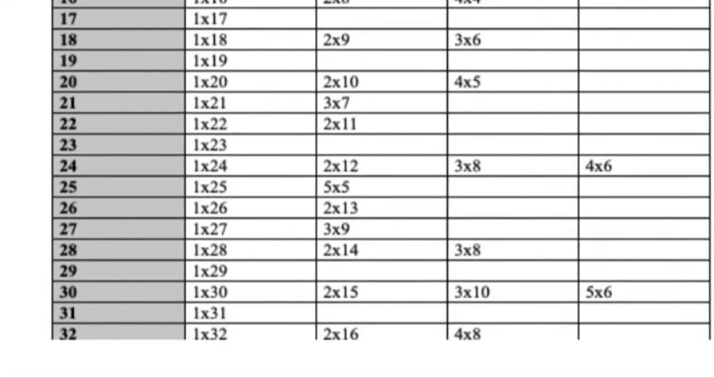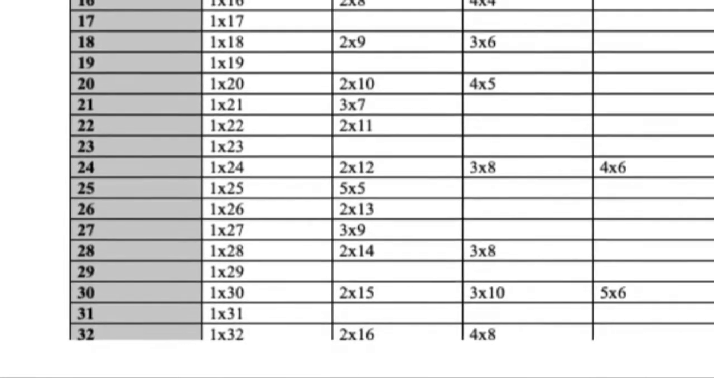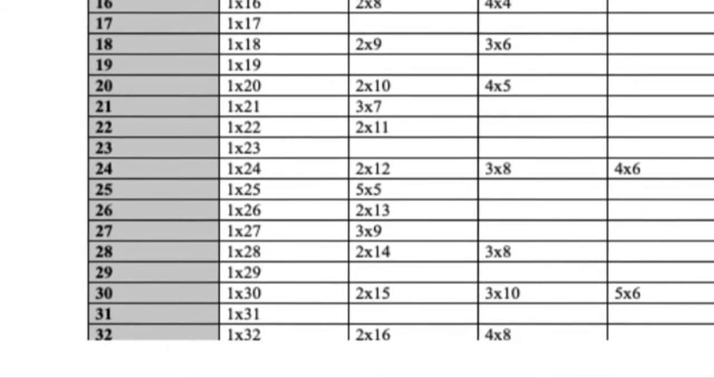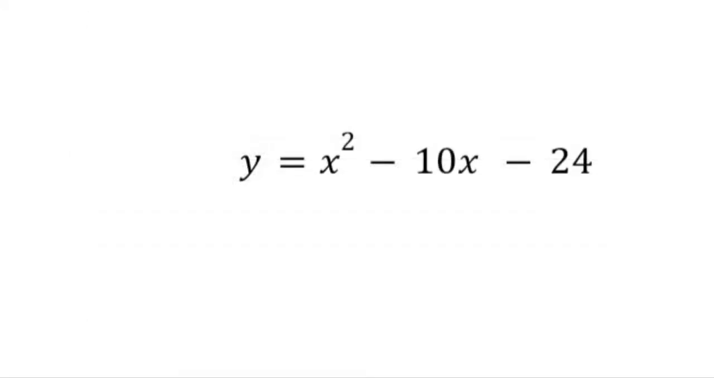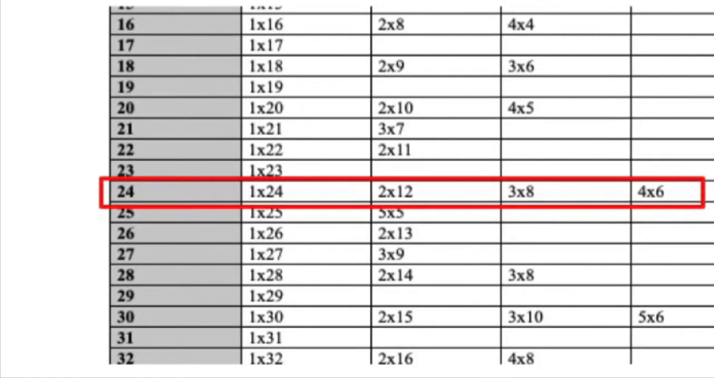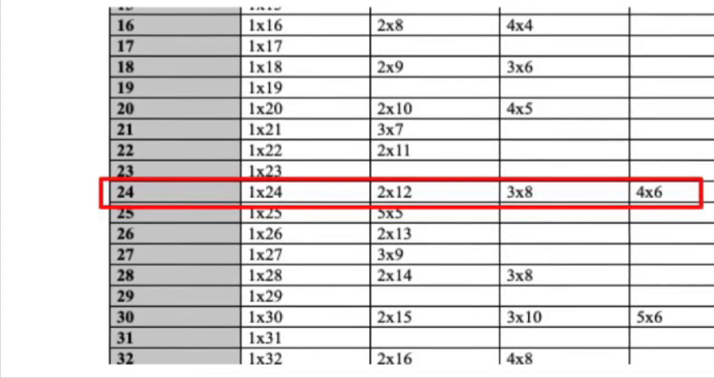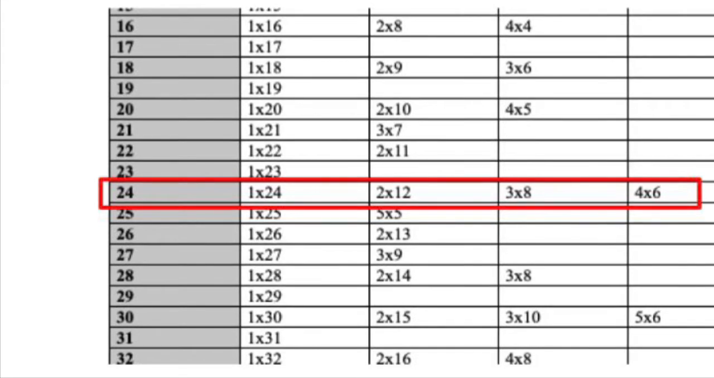You want to look for 24 and you want to look at all the options next to it. Why do I want to look for 24? The reason is that the last number in standard form is minus 24. So I've done that already. You can see that in my chart, I've made a red box around all the options of numbers that multiply to 24. Now, the only thing you need to remember is we don't want plus 24, we want minus 24.